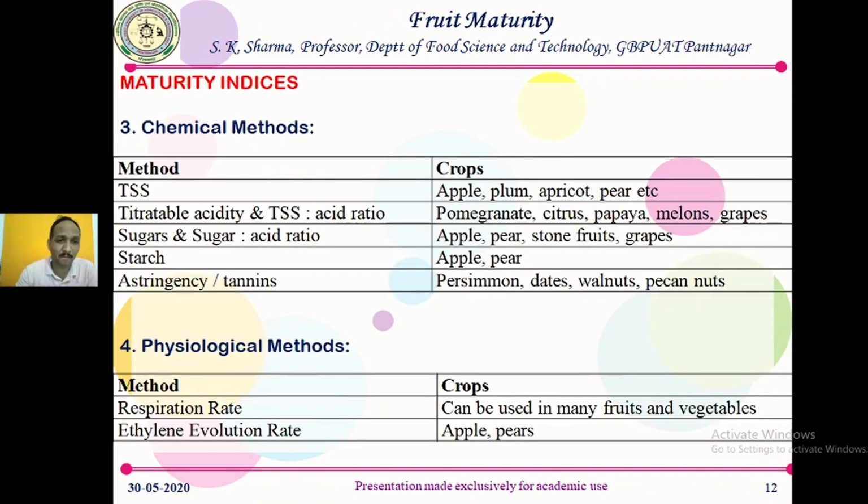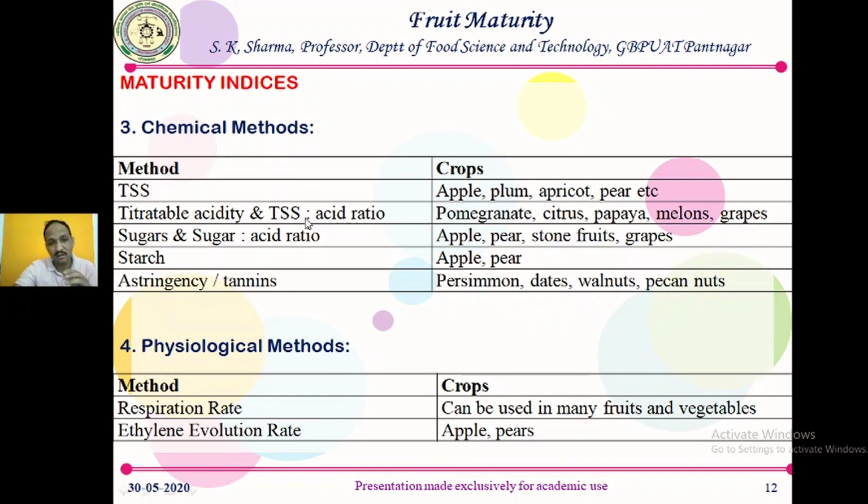Now going further, the chemical methods. If you talk about the chemical methods, there are changes in the sugar content, changes in the acid, starch and astringency, the flavoring compounds, the vitamins, the minerals, so many things. But we cannot assess so many things together. TSS is one of the very simple methods. At the harvesting stage, the apple fruits or the plum fruits or other fruit will attain a particular TSS, and it also can be doubled by making it a ratio of the TSS and acid.